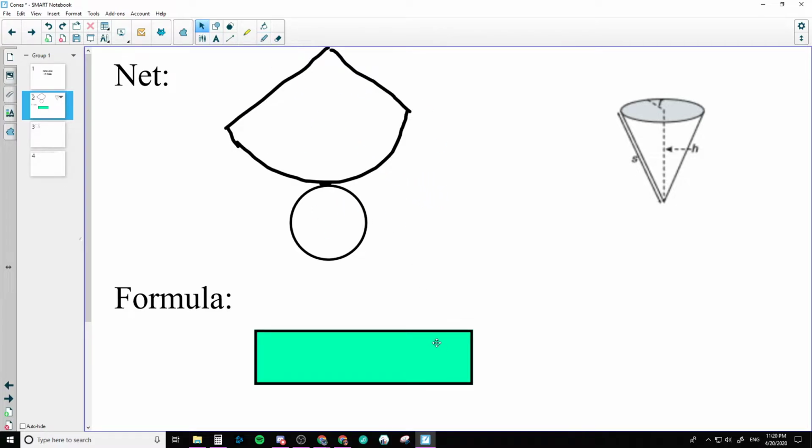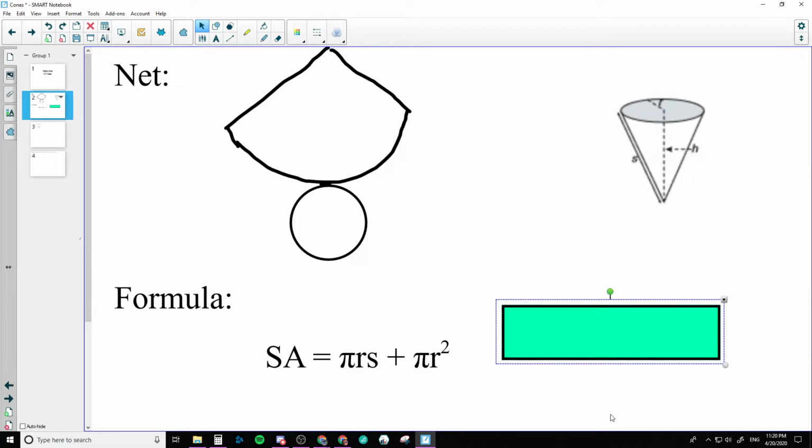There is one formula we're going to use when we're talking about the surface area of cones, and it looks like this. Okay, we'll just move it over. Surface area equals pi times the radius of the circular base times the slant height. That's what we call this. It's the slant height plus pi r squared, this being the formula for the area of a circle.